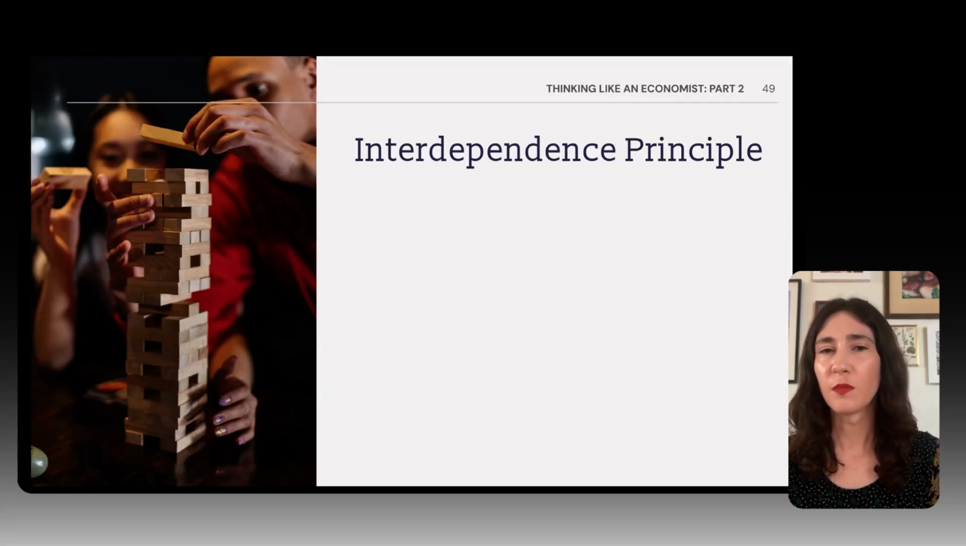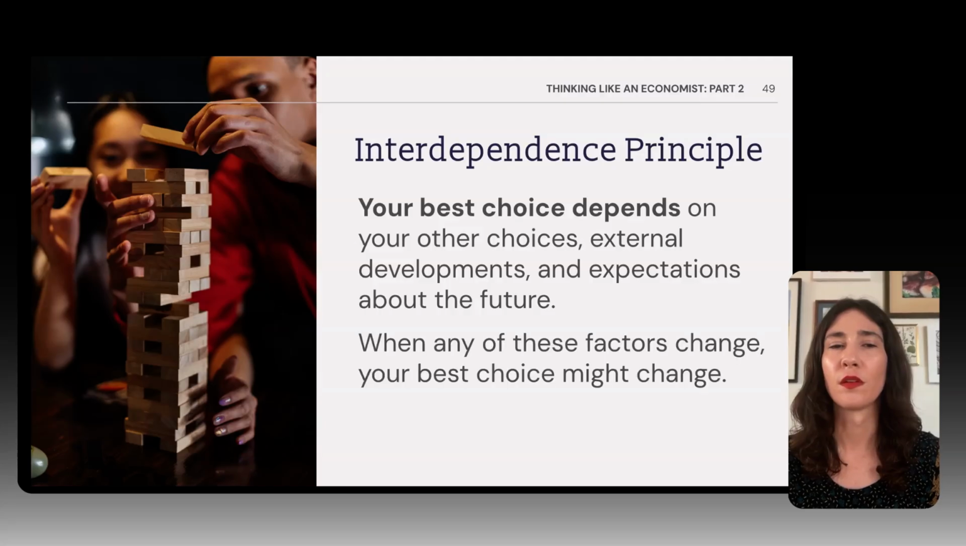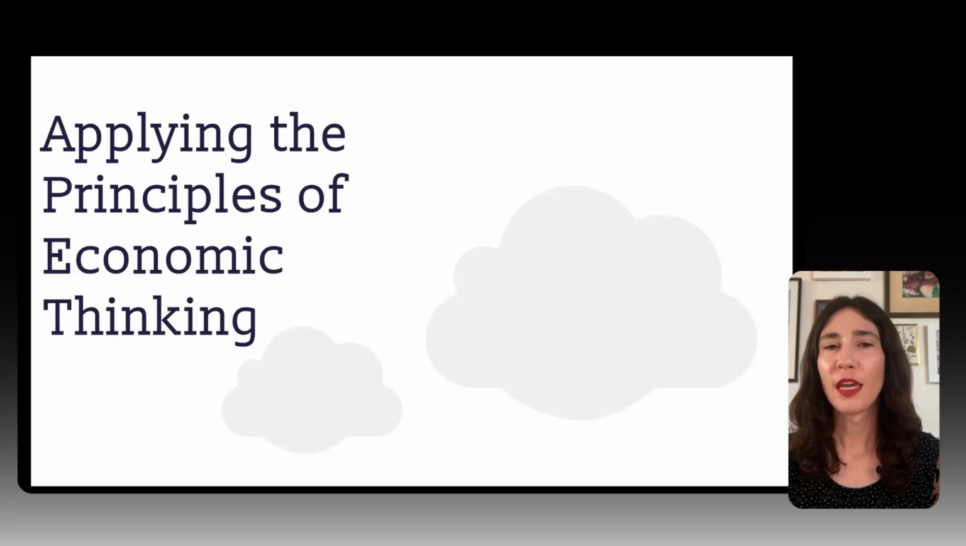The interdependence principle is that your best choice depends on your other choices, external developments, and expectations about the future. When any of these factors change, your best choice might change. So again, there's a lot more information about these principles in the lesson plan, but for the sake of the tutorial, I'm skimming over them.